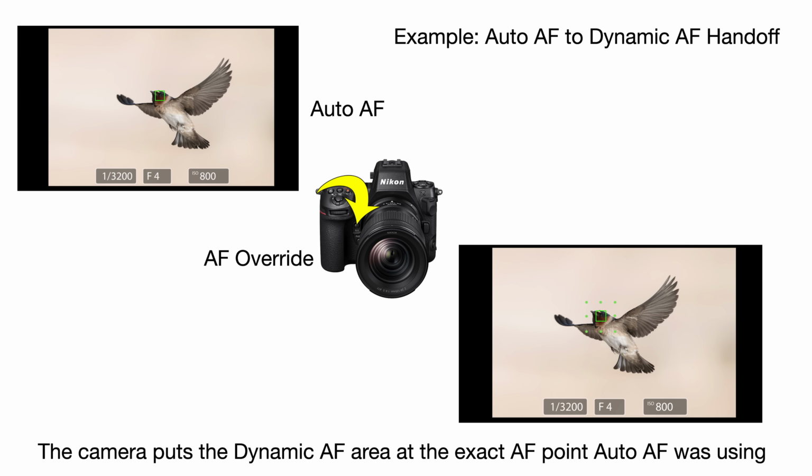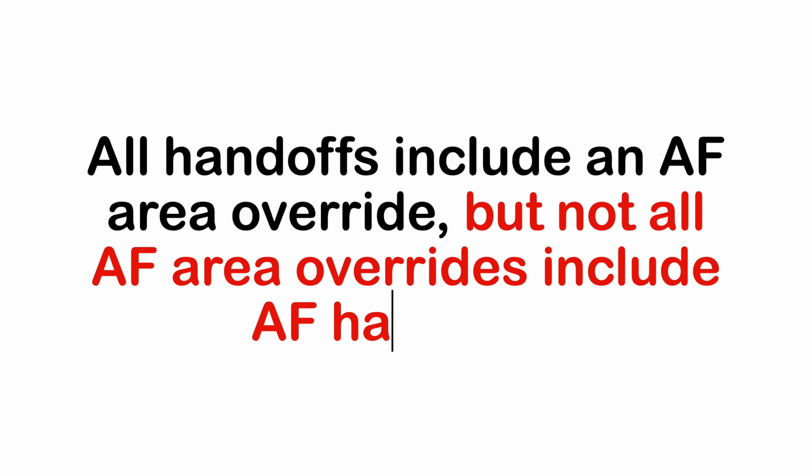Put simply, an AF handoff is when the camera is choosing the AF area and hands off the current AF position to an AF area override. Where the confusion comes in is the difference between a handoff and just a normal AF area override. A handoff is when the AF area override is picking up at the exact AF point the camera had chosen and was just using. An AF area override simply means you're pressing a button to select a different AF area. Basically, all handoffs include an AF area override, but not all AF area overrides include AF handoffs.